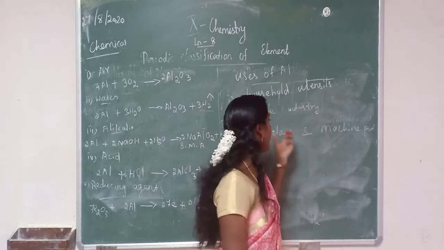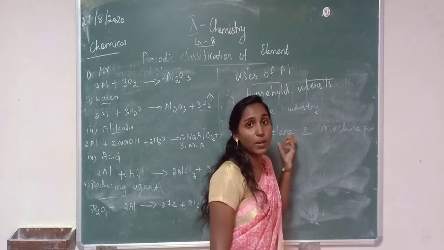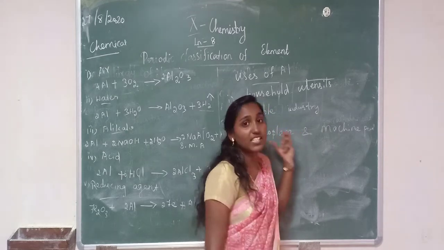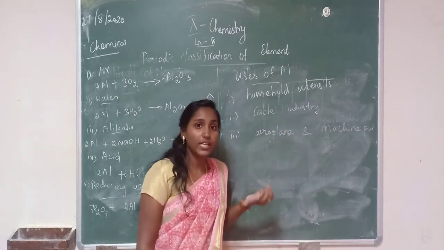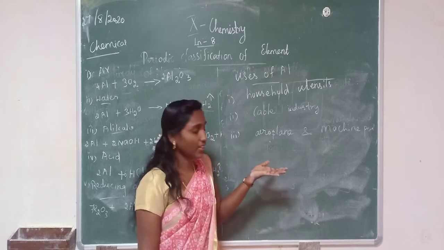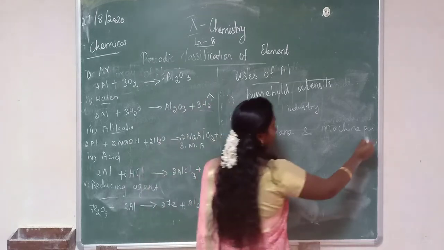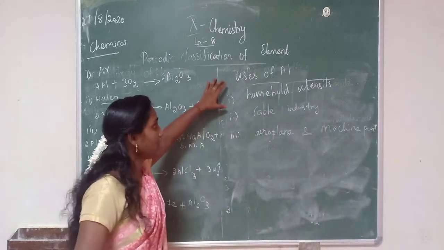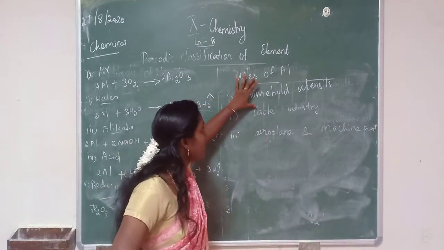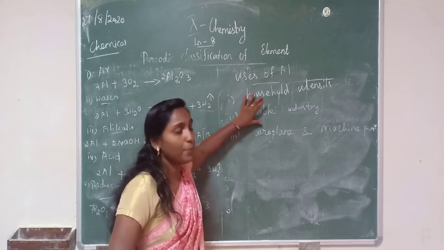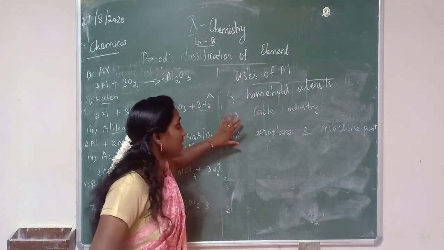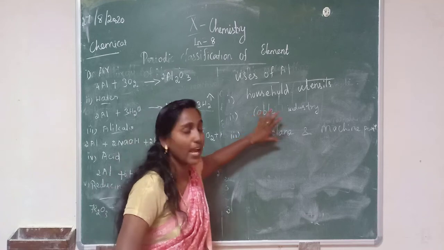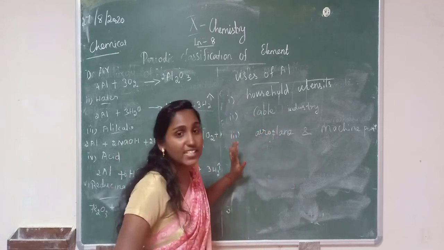Why are we using aluminium to make aeroplane parts? Already we studied the physical properties. Aluminium has low density and is a very light metal, right? So that is why we are using it. So what are the uses of aluminium? Aluminium is used in household utensils, in cable industries, and last point, to make aeroplane and machine parts. Can you study this aluminium?